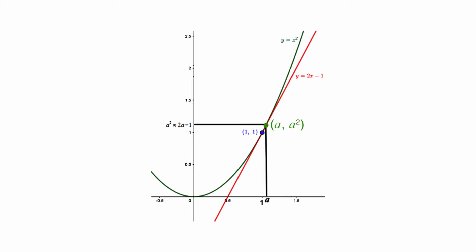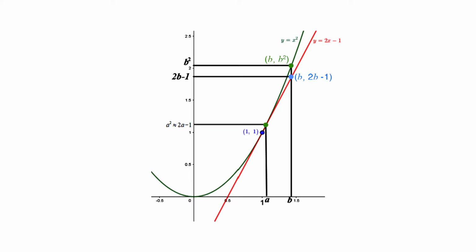In this case, if we take a point a very near to x = 1, its function value f(a) = a² will be very near to the value of 2a − 1. This is illustrated in the figure. From the figure, it can also be seen that if a point b is far away from x = 1, the values of b² and 2b − 1 may not be close to each other. This shows that the tangent line only approximates function values very near to x = 1. This justifies why we call this approximation local.